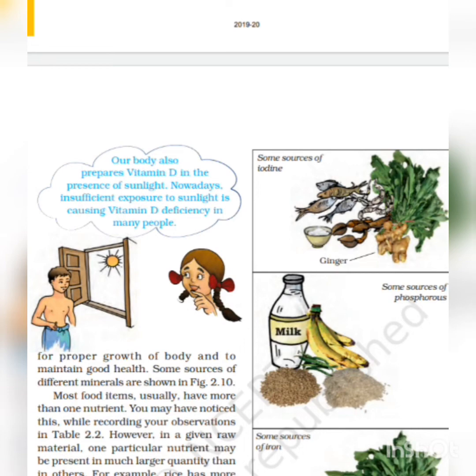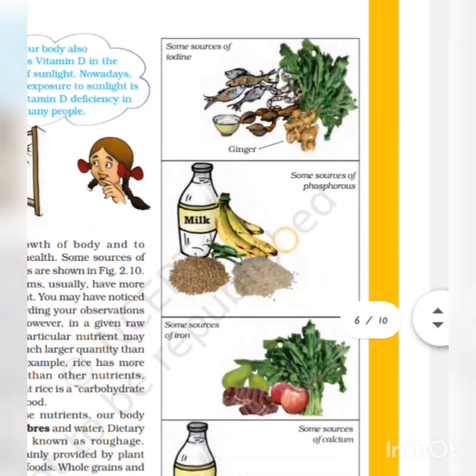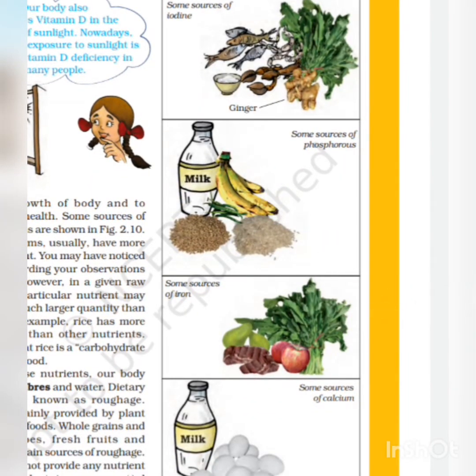Just a second, there are more examples of minerals and vitamins, which are iodine, calcium, phosphorus. These things have to be learned by you all, which food contains what kind of nutrients. A question might come. Okay.